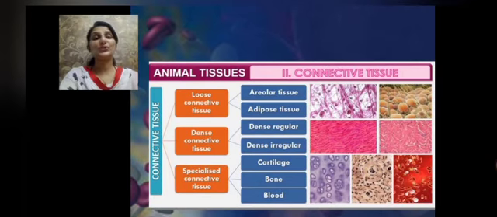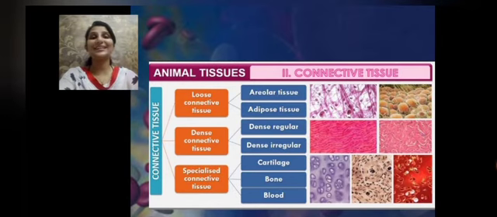The connective tissues are of three main categories: loose connective tissue, dense connective tissue, and specialized connective tissue. What are the loose connective tissues? They are again divided into two subcategories: areolar and adipose. And the dense connective tissues are again subcategorized into dense regular connective tissue and dense irregular connective tissue. And the specialized connective tissues are the cartilage, bone, and blood.